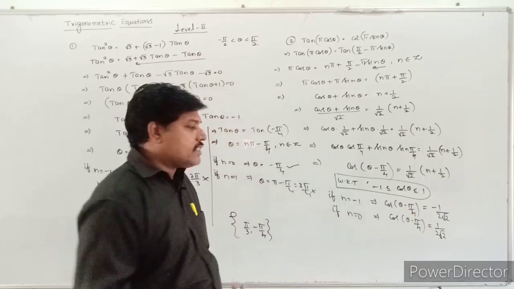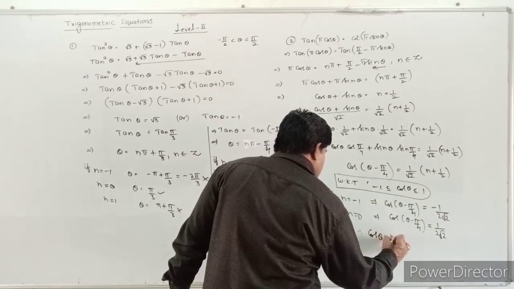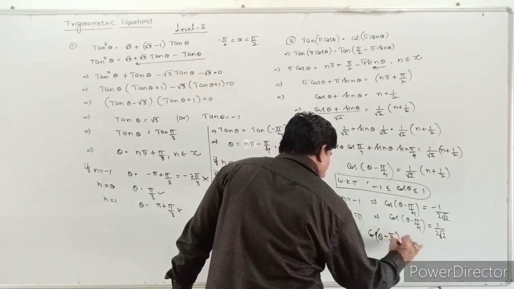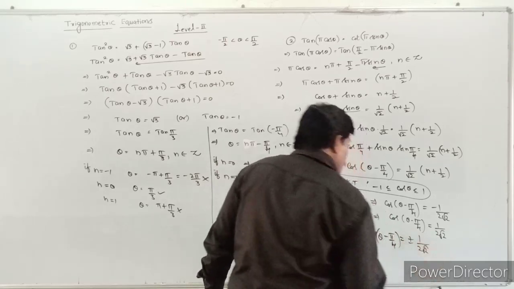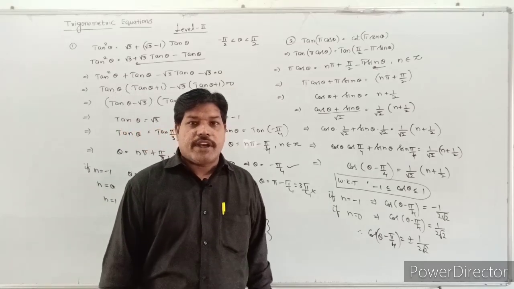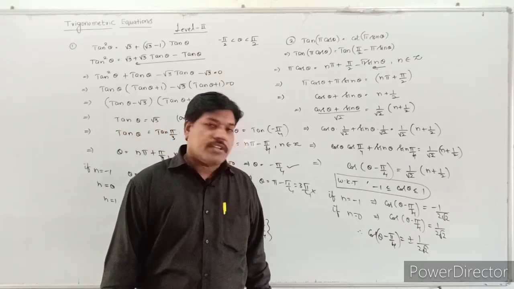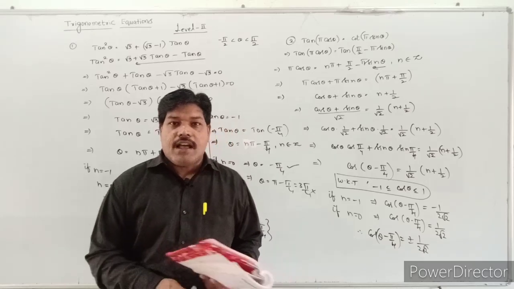So therefore, cos of theta minus pi by 4 is equal to plus or minus 1 by 2 root 2. Any one out of these two values you can take. That is, cos theta is equal to plus or minus 1 by 2 root 2. So the answer is option 3.